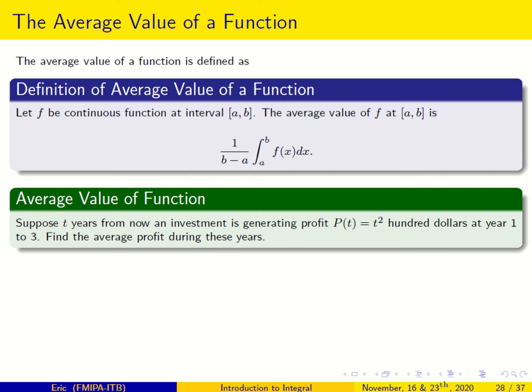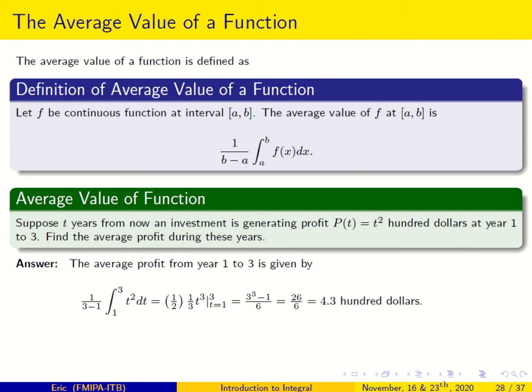Suppose that 3 years from now an investment is generating profit P(t) equals t squared times $100 at years 1 to 3. Find the average profit during this time. So the average profit is given by 1 over 3 minus 1 times the integral from 1 to 3 of 100 t squared dt. I can simplify this, and I have $4,300. So $430 is the average profit during these 2 years, from year 1 until 3.